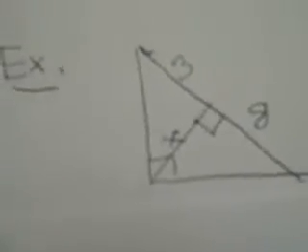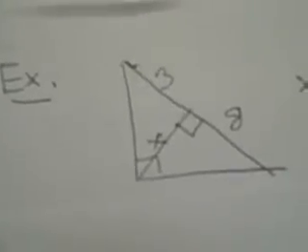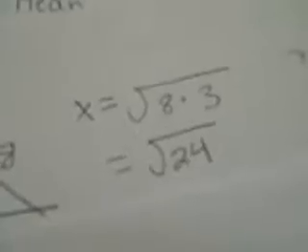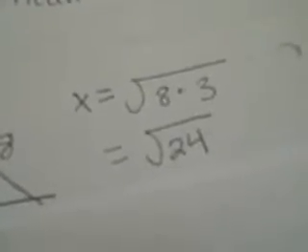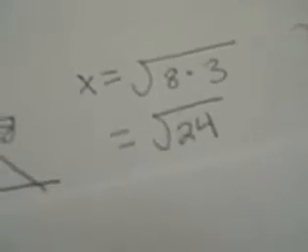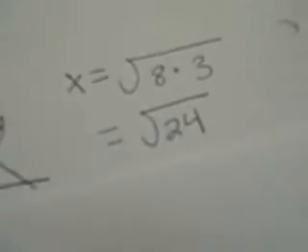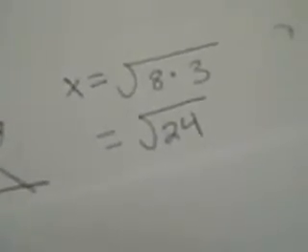Here's an example of a problem that we could solve using this. So we're looking for x, where x is the altitude of a right triangle. The opposite side is split into 3 and 8. Try to solve for x. If you set it up correctly, it should look like x is equal to the square root of 8 times 3, which is equal to the square root of 24. Again, this doesn't have a whole number solution, so we're going to leave our answer as the square root of 24.